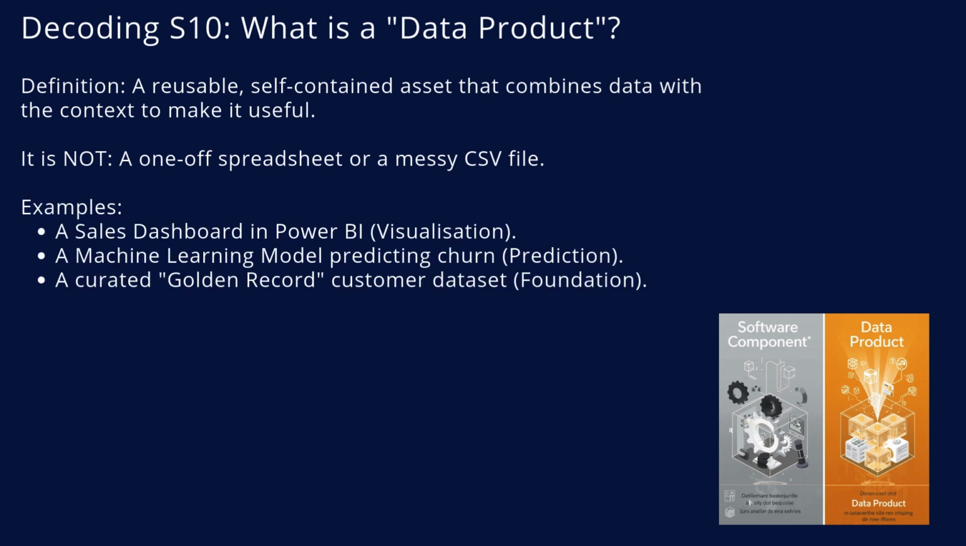Think of a live sales dashboard in Power BI that the whole company relies on. That is a data product. Think of a machine learning model that predicts which customers will leave. That is a data product. Even a perfectly cleaned, documented, golden record of customer data is a product. The key difference from S4 is this: the value of a software component is in its functionality, what it does. The value of a data product is in the insight, what the data tells you.